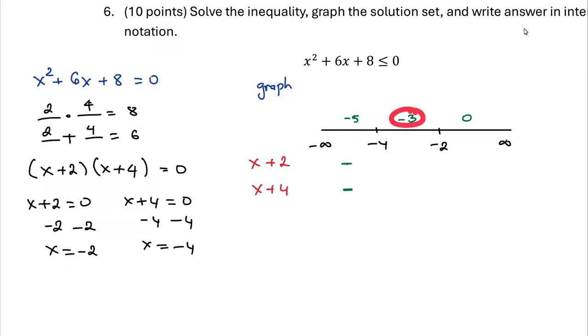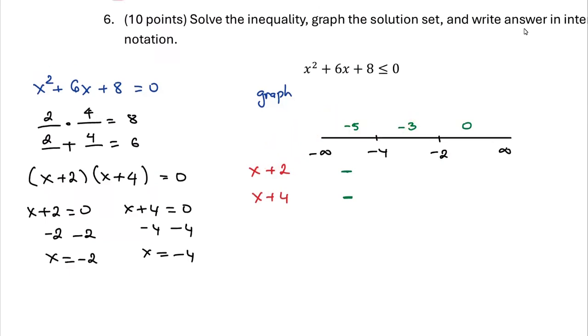And now, testing for -3. -3, plug in here. You get -3 plus 2 is -1. So negative. -3 plug in here, you get -3 plus 4 is +1. So that's positive. Now 0 in here, you get positive. And 0 in here, you get positive.